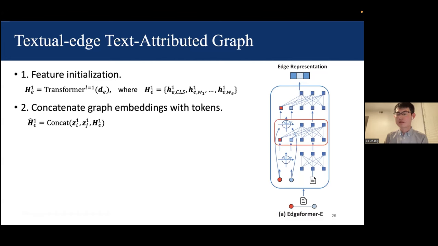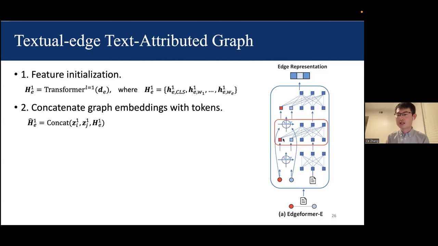Now let's look at the next step. We want to capture graph structure. So we concatenate graph embeddings with token embeddings. This process is illustrated by the red box on the right-hand side. We can see this is a one layer transformer.